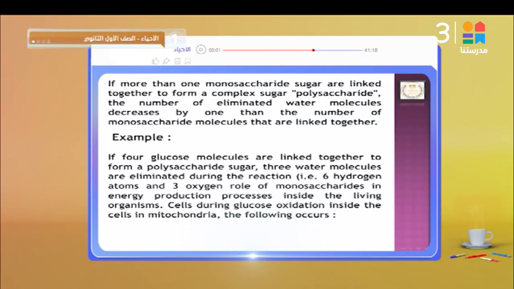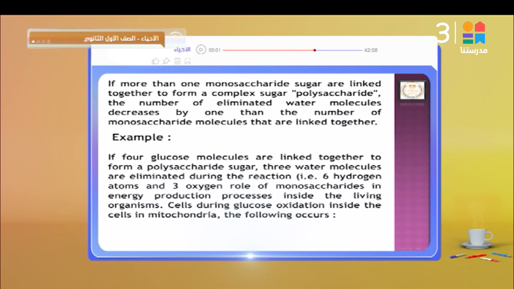Example: 4 glucose molecules linked together. We can see it before. From polysaccharide sugars, their water molecules are eliminated. What is the meaning of eliminated? It means removed from the sugars. Their water molecules are eliminated during the reactions.